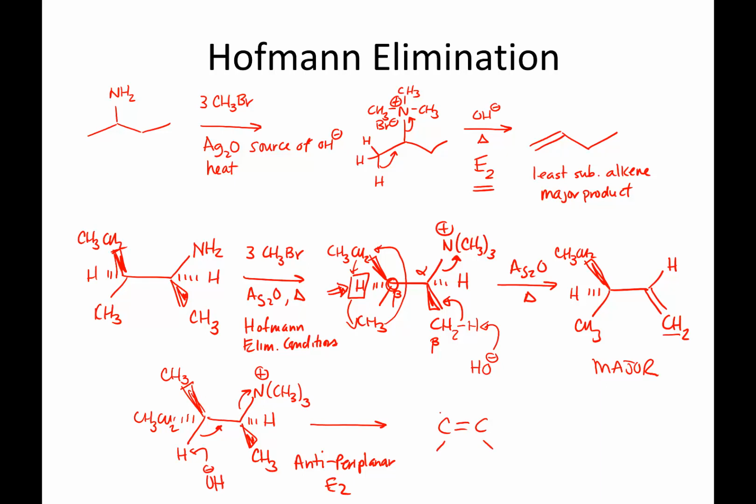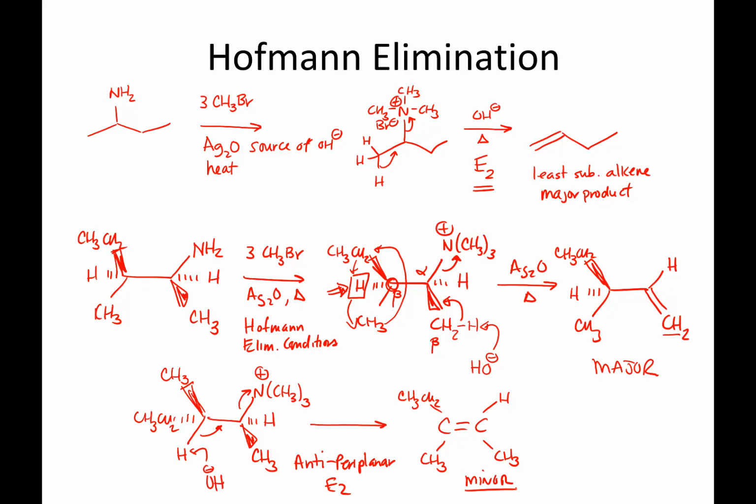So remember, there are no bold and dashed wedges if you write the double bond out in the plane of the screen. So what will happen is the two bolds will be cis. That means methyl and methyl. And it means that the two dashed will be cis as well. So this is the minor product of the reaction.